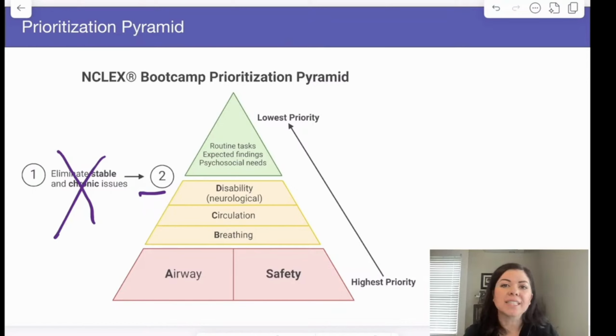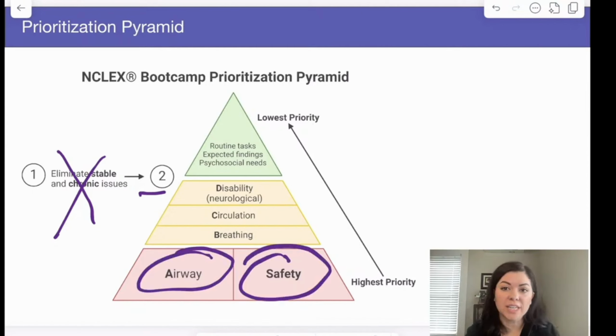And it's going to help guide us to figure out what is truly the highest priority client or the most sick client. So starting at the bottom of our pyramid, we have airway and safety issues. So airway issues might be stridor. Maybe that client has inflammation of the airway, which we know is a huge concern. Or maybe they have a safety issue, maybe suicidal ideations with a plan. It's something that if we don't intervene right now, there is an immediate life-threatening risk to that client.